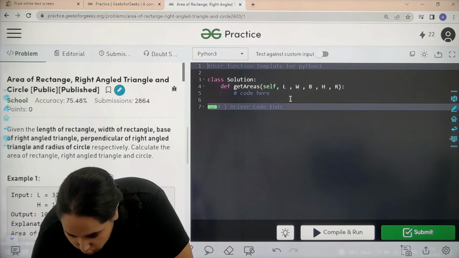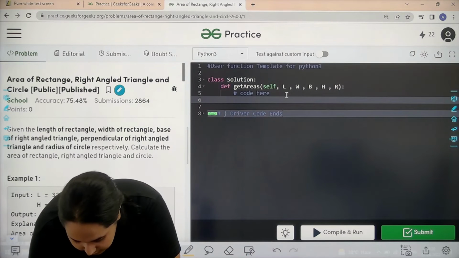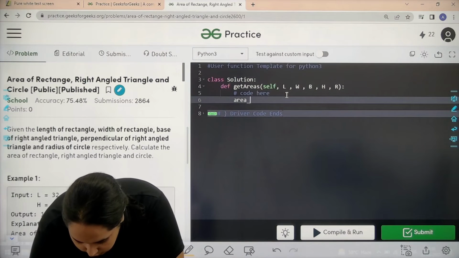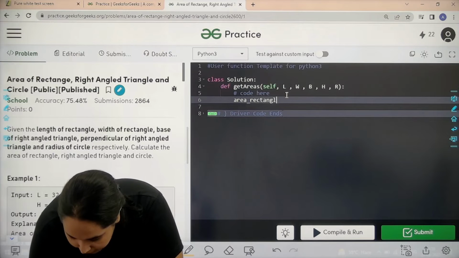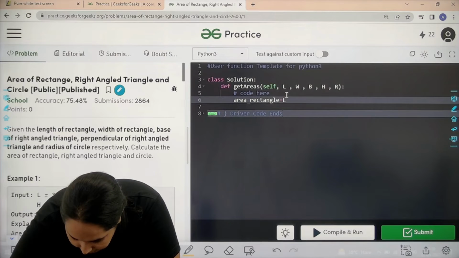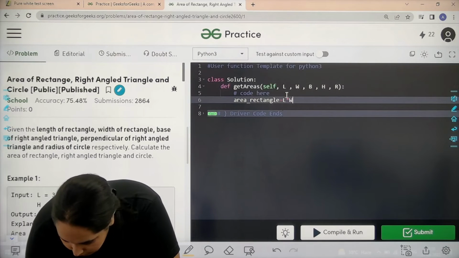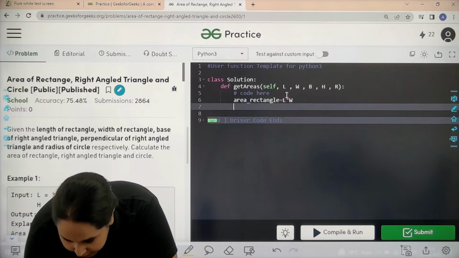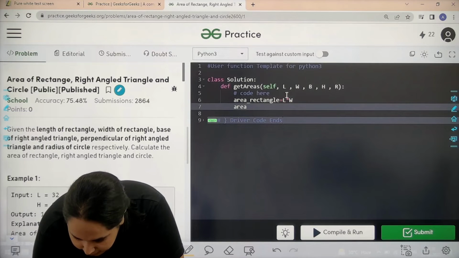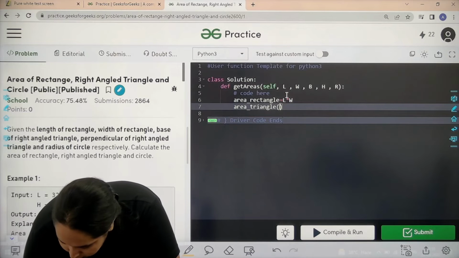Let's start with the area of rectangle. It is area underscore rectangle, which is equal to L star W. That's the area for it. Next is the area for triangle, which is half into base into height.